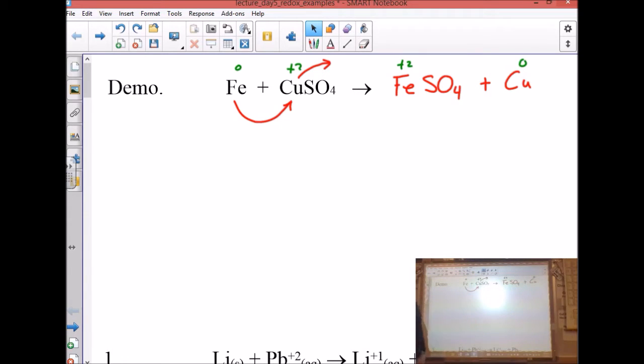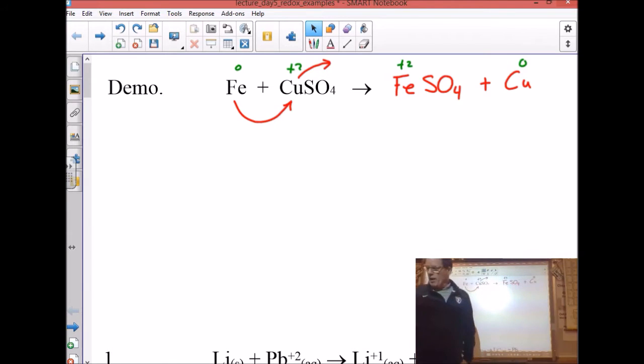Then going the other way, the copper goes from a +2 and it gains 2 electrons and becomes more negative. Well, in this case, it becomes 0. So the copper is being reduced. Okay, and we'll do some half reactions to represent this.